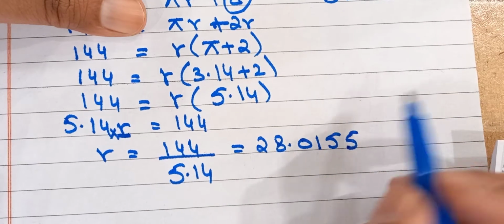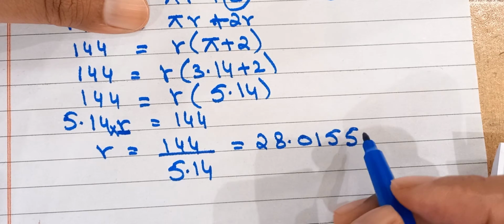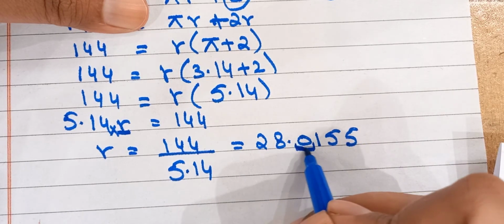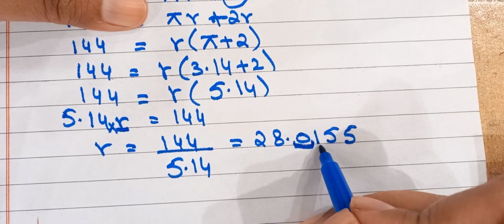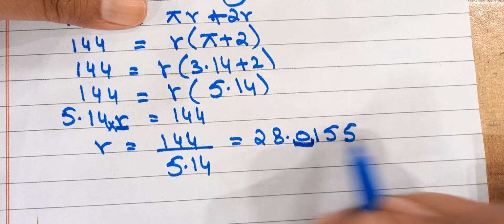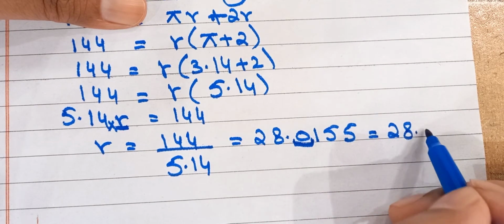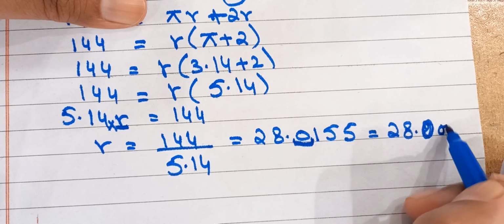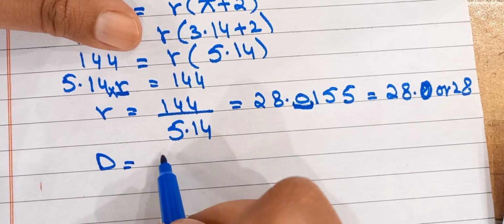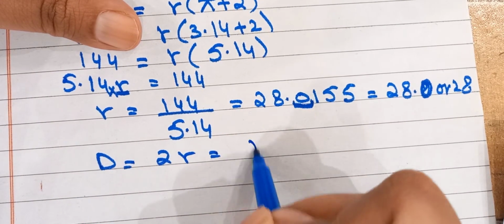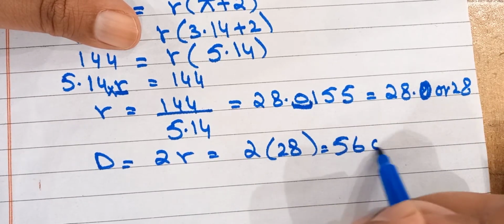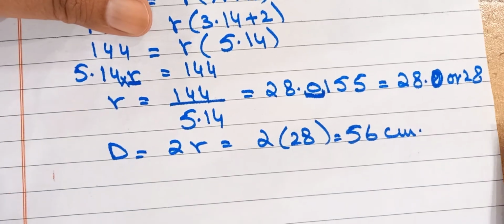28.0155. Here at the end they have written it to one place of decimal. One place of decimal is till this. Now we know that the next number is less than 5, so it will not change this 0. So your answer is 28.0 or 28. Now radius is 28 and diameter is 2 times the radius, so 2 into 28 is equal to 56 centimeter. Now there is another catch in this question.